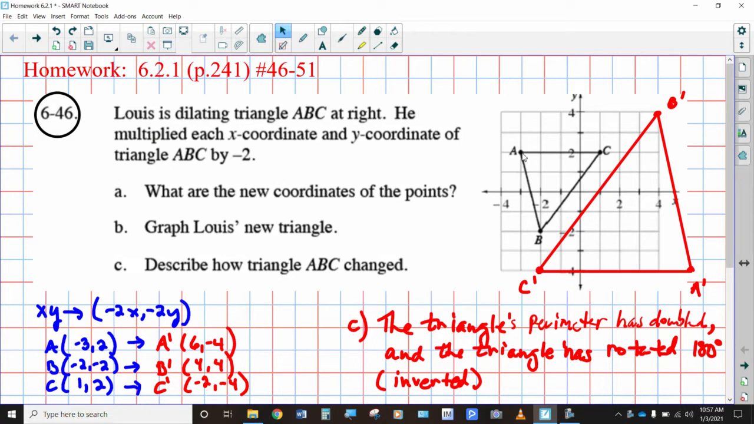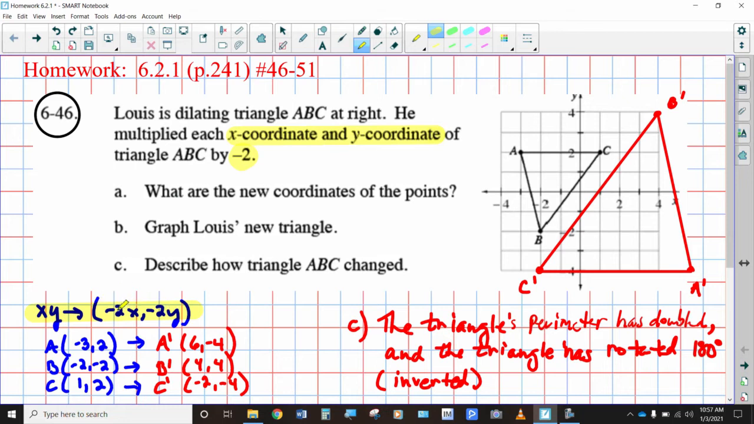Point A is at -3, 2. Point B is at -2, -2. And point C is at x is 1 and y is 2. And if we are going to multiply the x and the y coordinates by a scale factor or multiplier of -2, then we're essentially going to do this operation right here, where we're going to take every xy coordinate found on this triangle, and we're going to multiply the x times -2 and the y times -2.